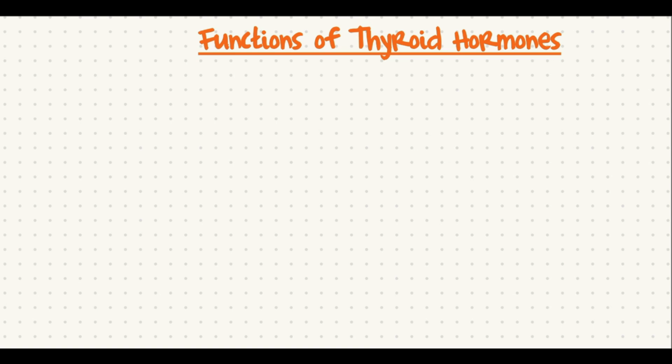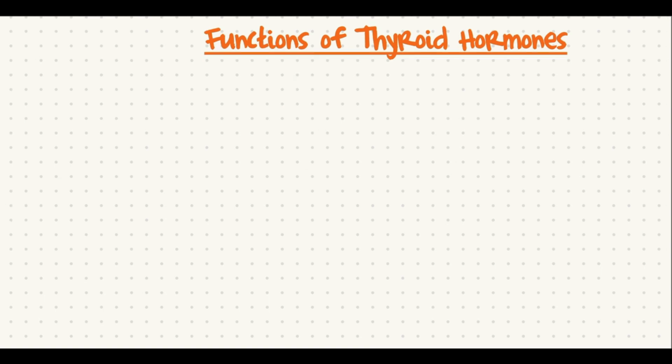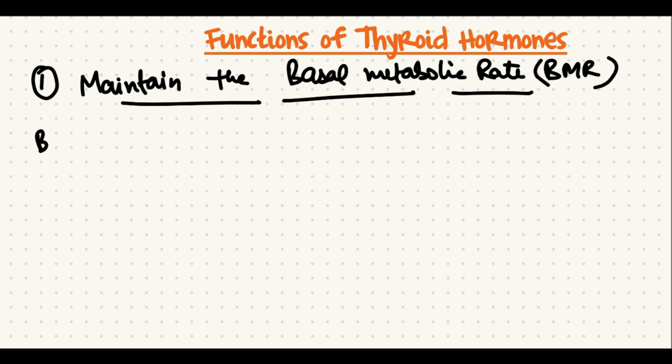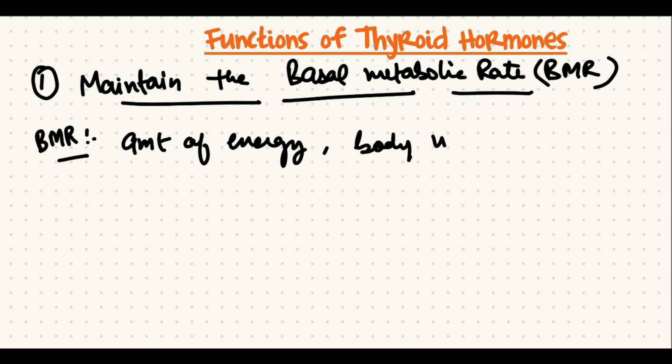The function of thyroid hormone, that is T3 and T4. The first and the most important function of the thyroid gland is that it maintains the basal metabolic rate, that is BMR. And what is BMR? The BMR is the amount of energy the body uses at rest to maintain the vital functions.